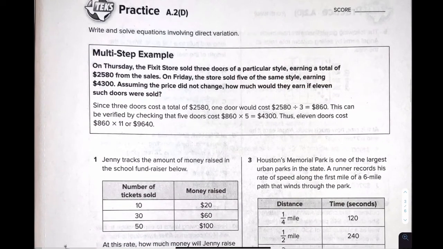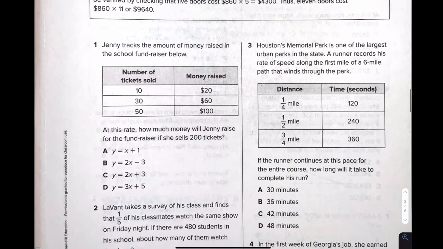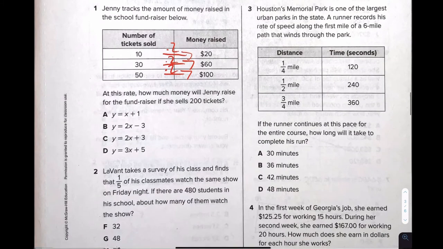Let's review the next part. Direct variation. If you have a table, and if it is direct variation, then it should be the same number every time. X and y should vary directly, so that you should only have to multiply. And if you look at those answer choices, none of them say just multiply. So this question is actually wrong.